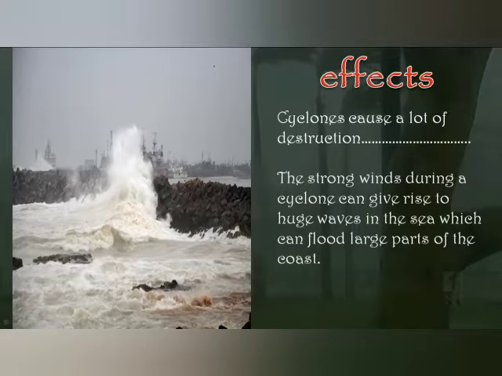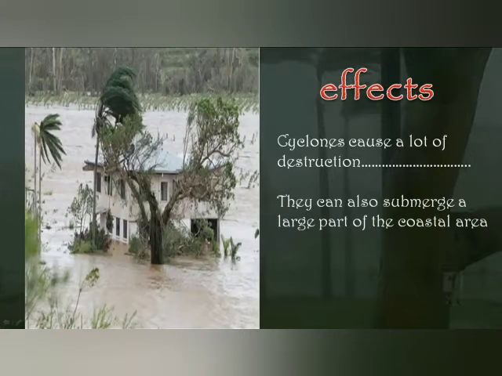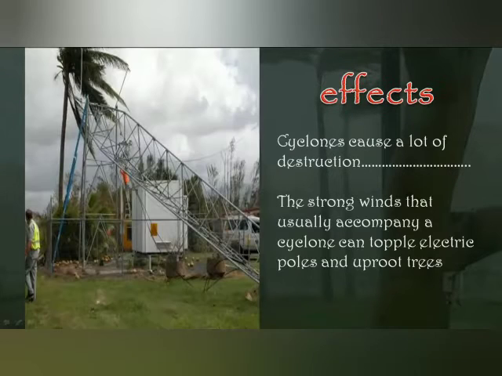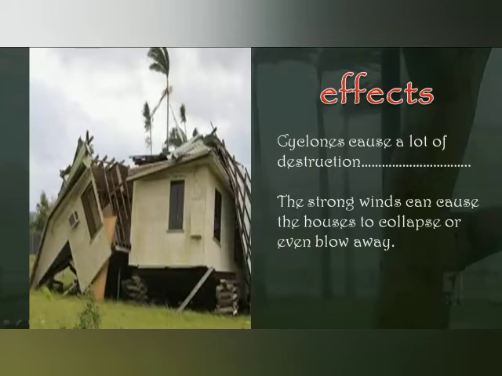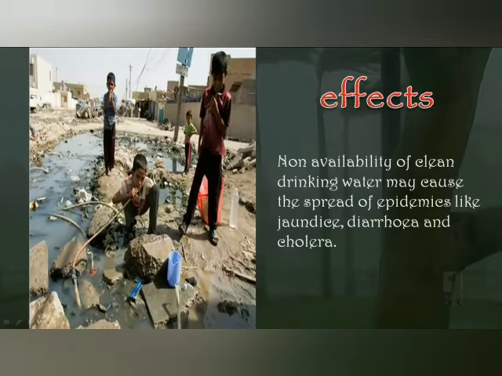Cyclones cause a lot of destruction. The strong winds during a cyclone can give rise to huge waves in the sea, which can flood large parts of the coast. They can also submerge a large part of the coastal area. The strong winds that usually accompany a cyclone can topple electric poles and uproot trees. The strong winds can cause the houses to collapse or even blow away. Non-availability of clean drinking water may cause the spread of epidemics like jaundice, diarrhea, and cholera.